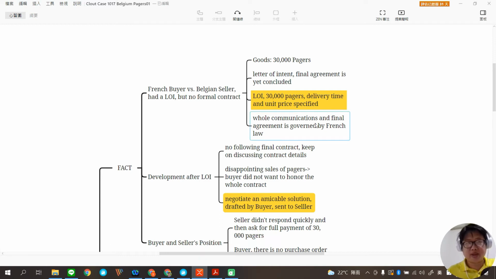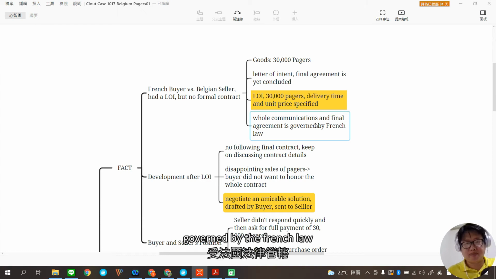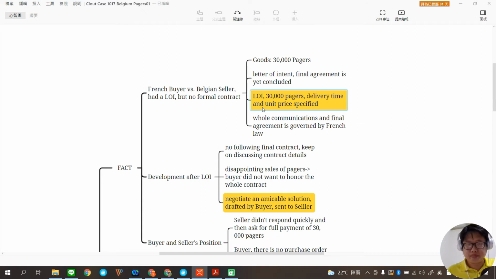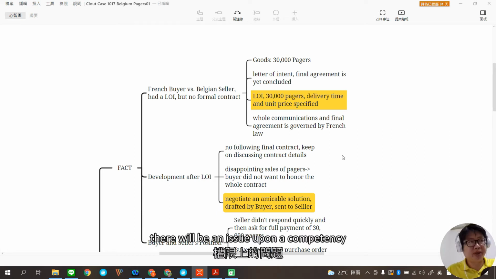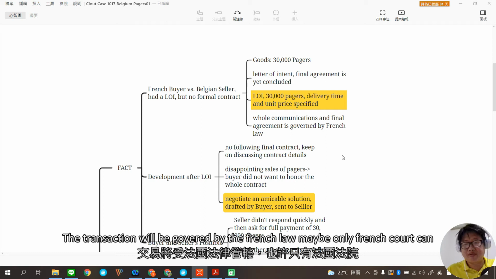And they agreed the communications and final agreement would be governed by the French law. So at this first point, we have to take care that there will be an issue about the competency, because they have agreed that the transaction will be governed by the French law.